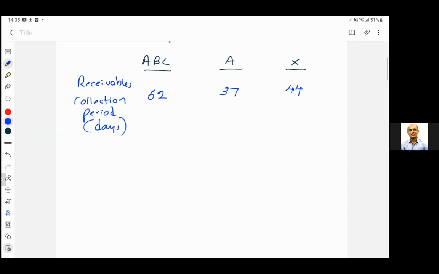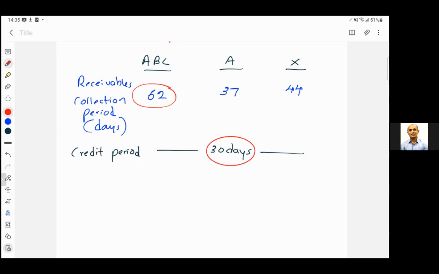So you can compare with the credit period given to customers. Credit period usually 30 days. According to the question, 30 days. Now you see, your company's collection period is above the credit period. Your company's collection period is well above the credit period.